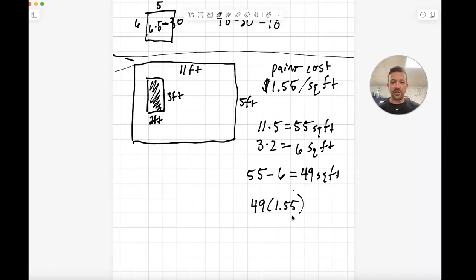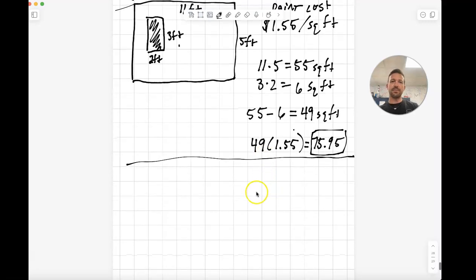You need to learn how to multiply those by hand, but my students do say that they get the calculator on a lot of these that have decimals in there. So I would assume you'd get a calculator on this one. So 75.95. That's how much it would cost to paint just the wall portion: $75.95.